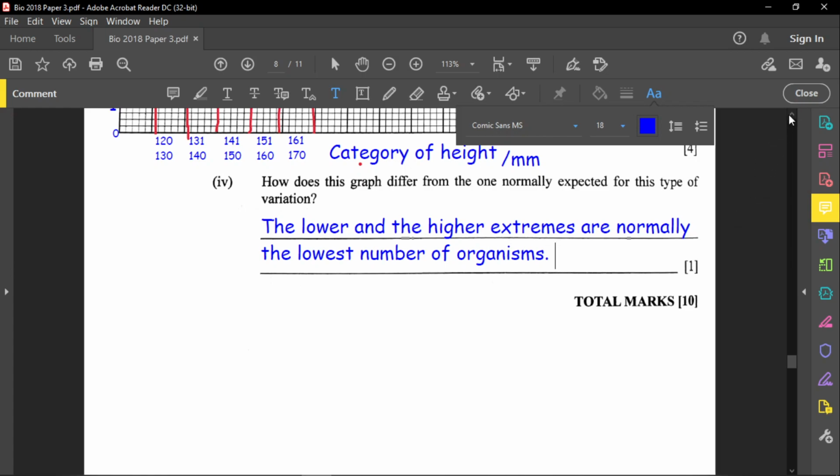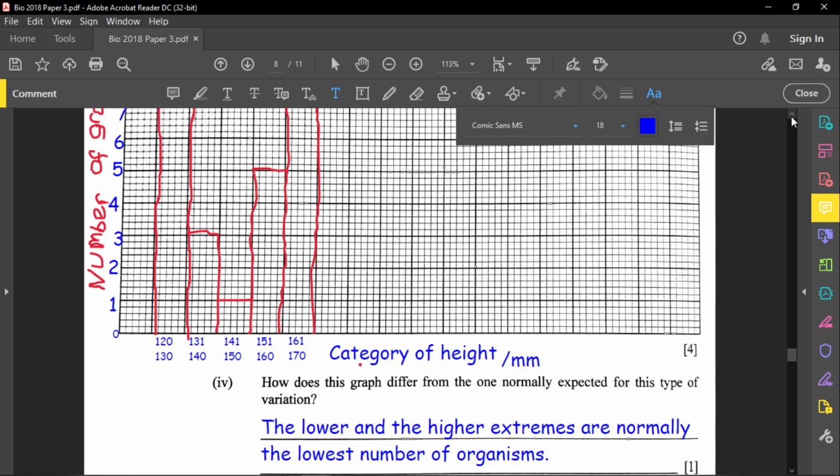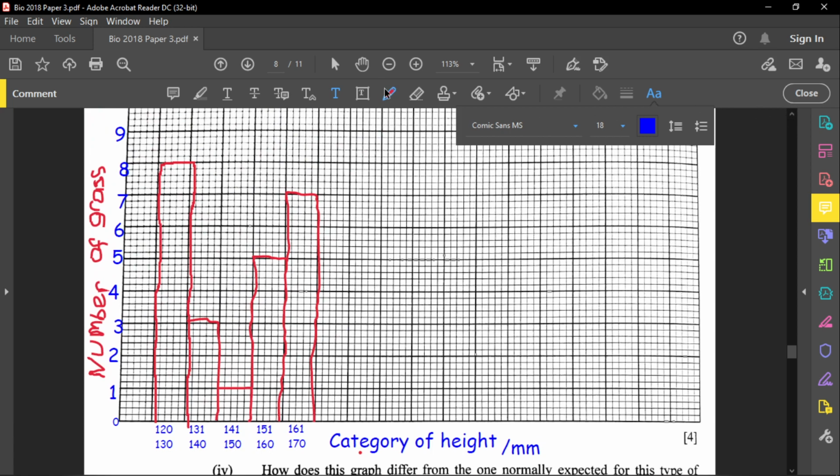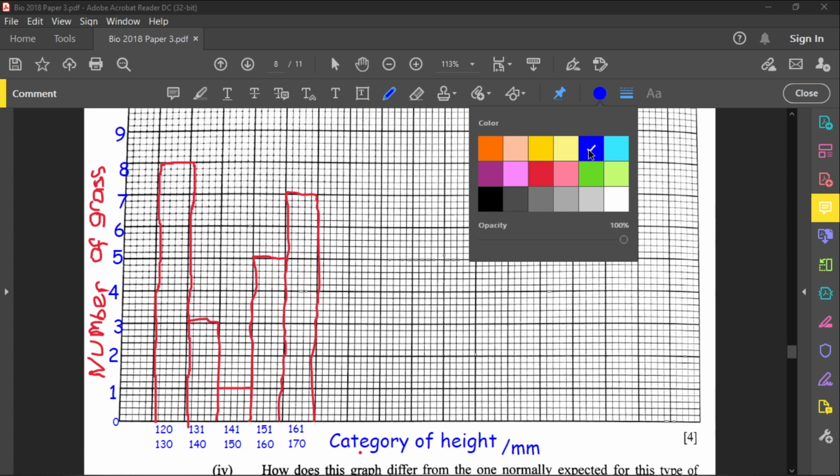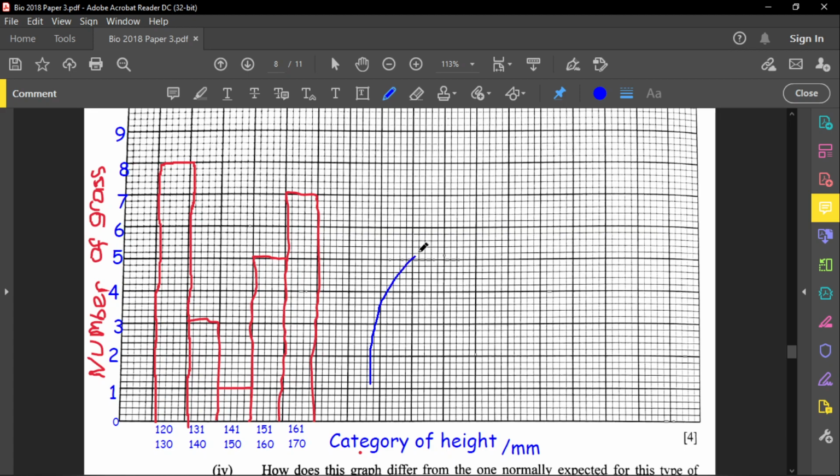In fact, let me just show you something real quick. Under normal circumstances, your graph should be shaped like an inverted, or upside down, parabola. So once you're doing continuous variation, your graph should look something like this. In the middle of your graph, the average height should be the highest number, and going left or right should be the lowest numbers. So the most will be in the middle, and toward the ends, the higher and lower extremes should be the least.